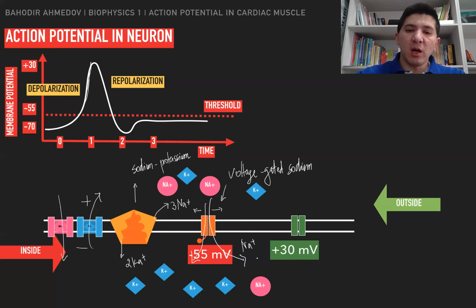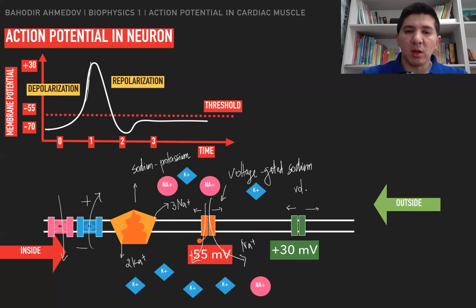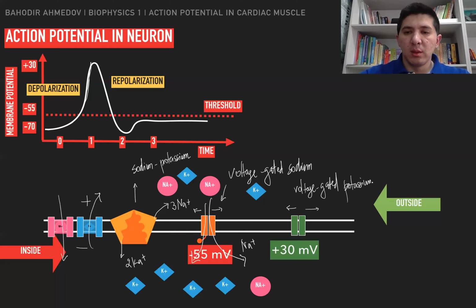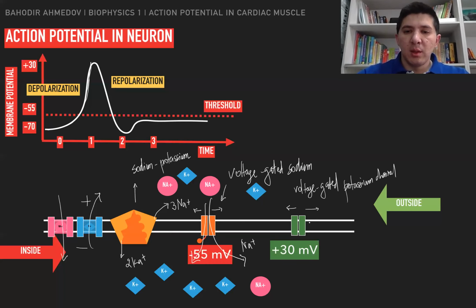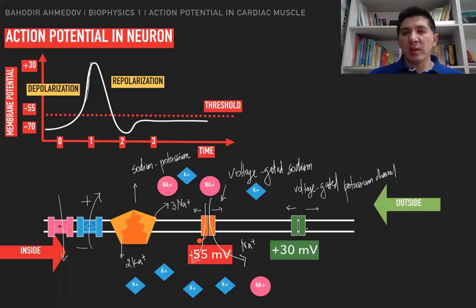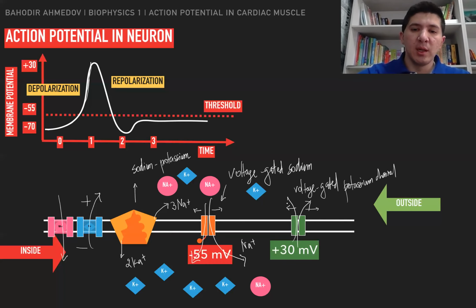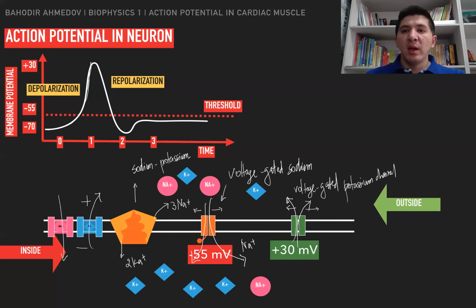When lots of sodium ions are going in, and the charge inside of the cell reaches plus 30, another voltage-gated channel is going to open. This gate is called the voltage-gated potassium channel. It is going to be opened, and since the concentration of potassium inside the cell is higher than outside, lots of potassium ions are going out, and the charge inside the cell is going to go down.